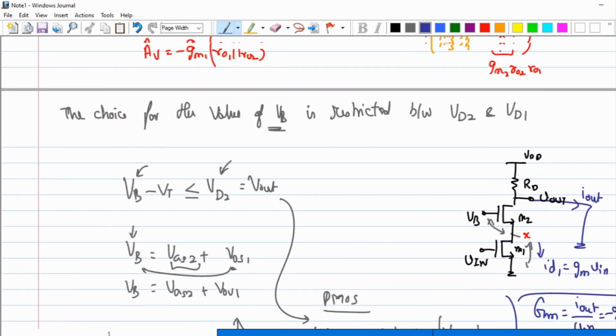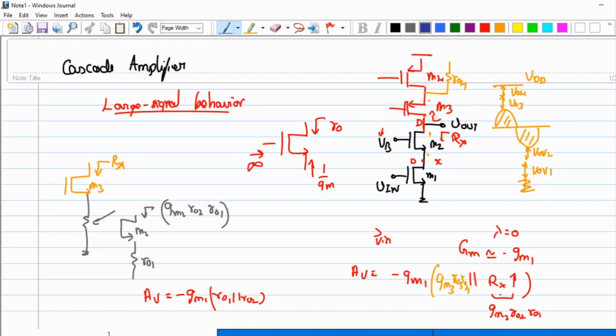Yeah, sorry, I forgot about one important thing, the names for these transistors. So I'll just quickly do it. What do we call this M1 as?